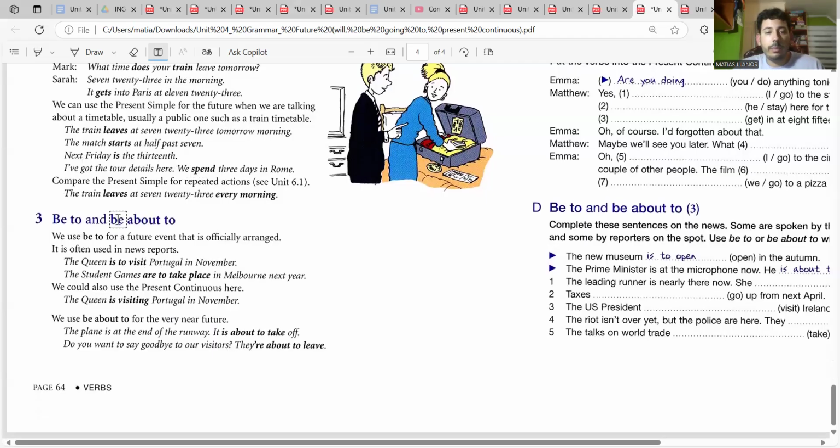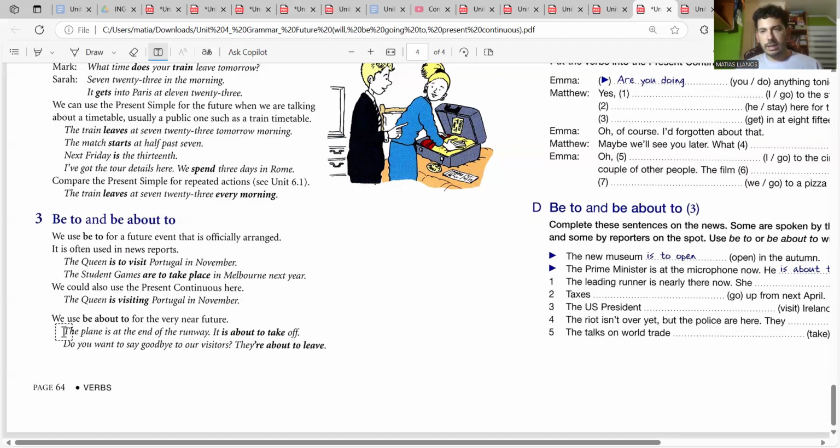And be to and be about to. We use be to for a future event that is officially arranged. It is often used in news and reports. The Queen is to visit Portugal in November. So she's going to visit it, but we say is to visit because it's settled, it's arranged that she's going. That's why we use it like in present. The student games are to take place in Melbourne next year.